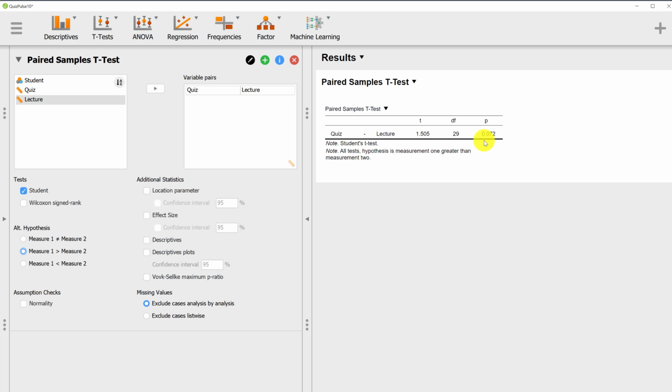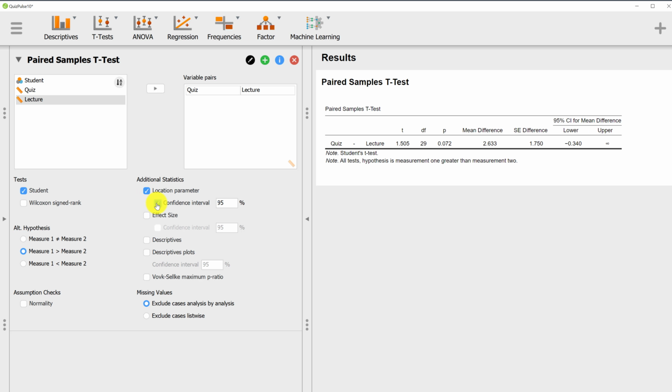In addition to the default output, you probably also want to select location parameter to get the mean difference and confidence interval to get the 95% confidence interval for the mean difference. You'll notice that for a one-tailed test, you'll just have one of the bounds. So we're 95% confident that quiz minus lecture is between negative 0.340 and positive infinity.